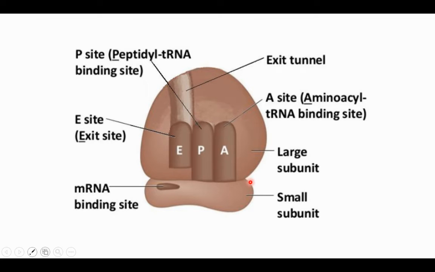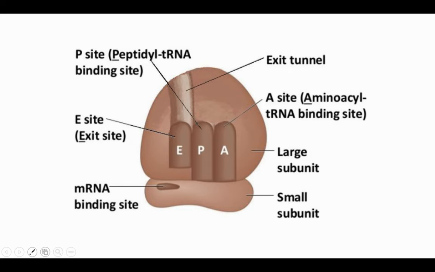Or pwedeng sabihin natin accepting site para madali niyo matandaan. And then the P site, ito na yung peptidyl RNA binding site, okay? Or in short terms, polymerization site, okay? Yan, para madali lang tandaan. Pero yun yung talagang specific names niya. And then you have what we call the mRNA binding site. So, dyan siya dadaan. Okay, so yan yung mga parts niya.